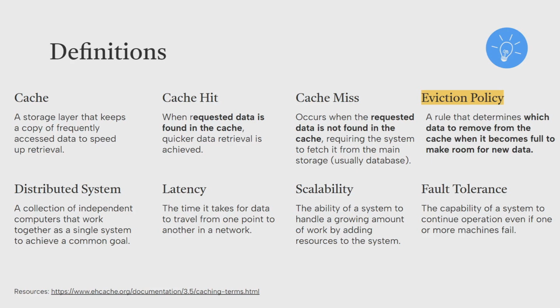A distributed system, like we said, is a collection of independent computers that all work together as a single system, all working towards the same goal. Latency is the time it takes for data to travel from one point to another in a network. Scalability is the ability of a system to handle a growing amount of work by adding resources to the system. And fault tolerance is the capability a system has to continue operating even when one or more of the machines fail.